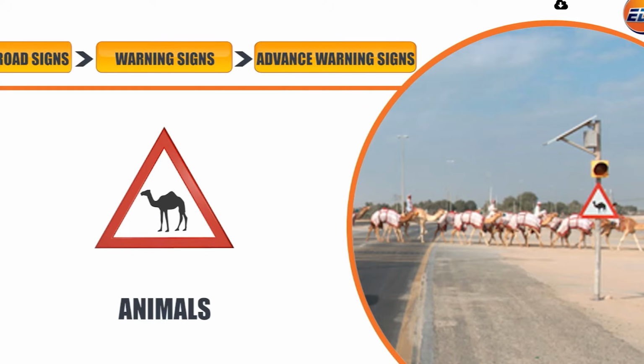Motorists must slow down when they see these signs and watch out for animals on the road. Leave as much space as possible to allow for their unexpected movements. Never use the horn around animals. It may frighten them and could cause them to run and cause a crash.